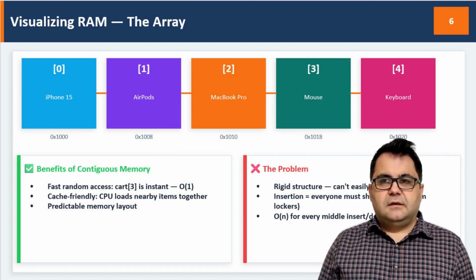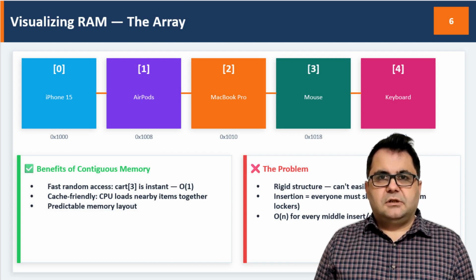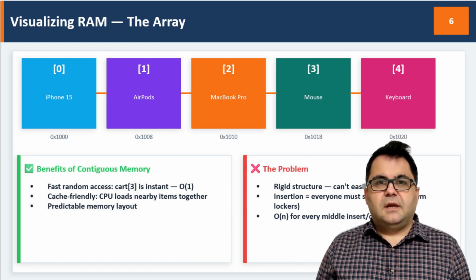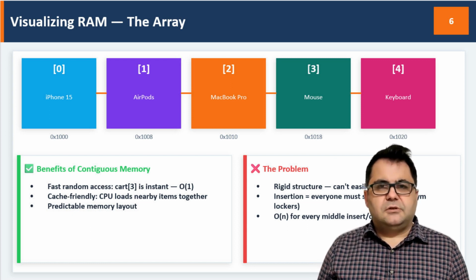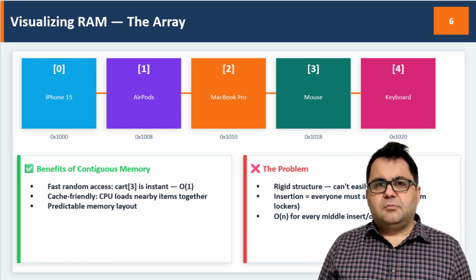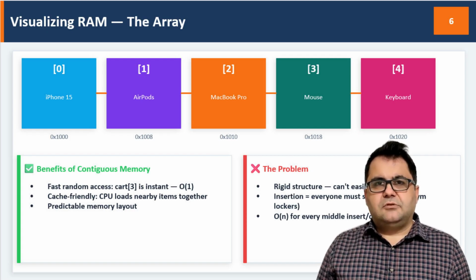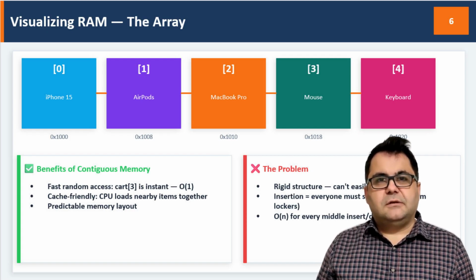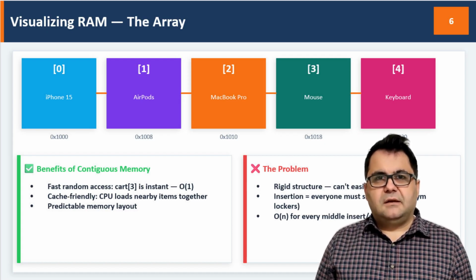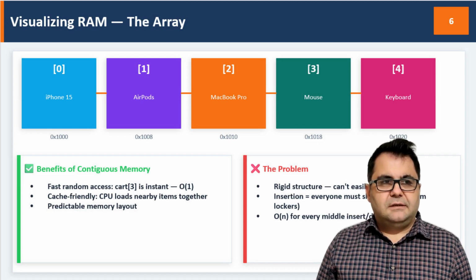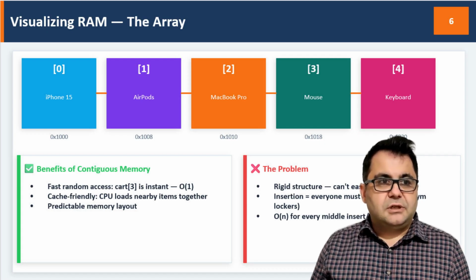rigid structure. The locker analogy makes this clear. Imagine you're at the gym, lockers numbered 1 to 100, all in a row. Your stuff is in locker 50. Someone new comes and wants locker 3, but locker 3 is already taken. Solution? Everyone from locker 3 to 100 has to move their stuff one locker down. Exhausting, right? That's exactly what happens in RAM with array insertions.